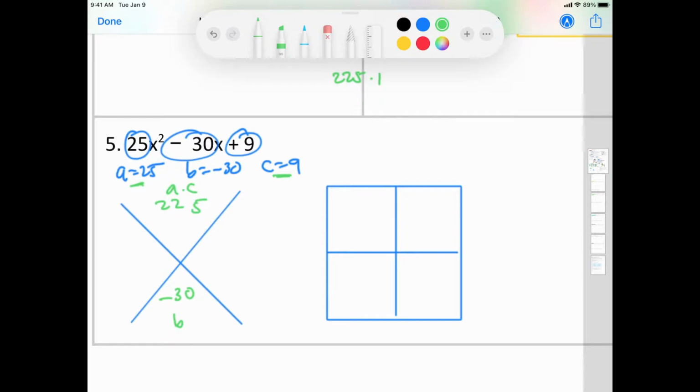Okay. How about, how many 25s in 225? So 9. 15, I believe. 15 squared. Oh, I think I got a winner. But how do you add them to get negative 30? Well, that means they're both negative. Negative 15 times negative 15 is 225. And negative 15 plus negative 15 is negative 30.